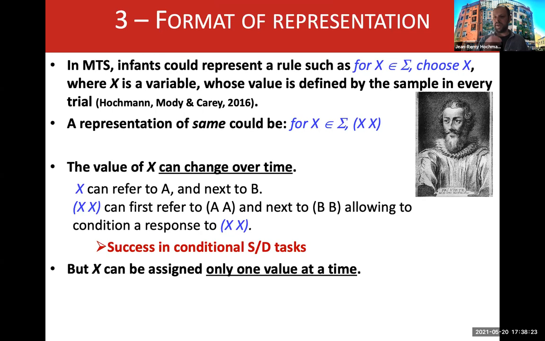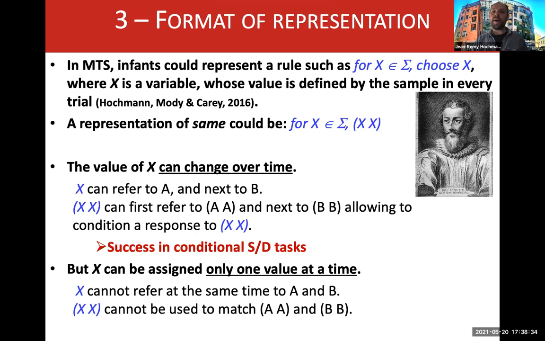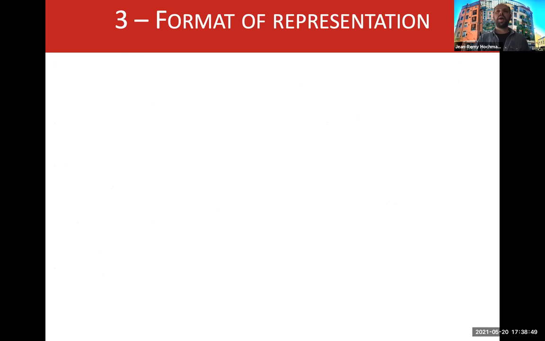But because X can be assigned only one value at a time, it cannot refer at the same time to A and B. So when you want to match explicitly AA and BB, you cannot use XX anymore, because XX cannot refer to AA and BB at the same time. And that could potentially explain the failure on the relational match to sample.